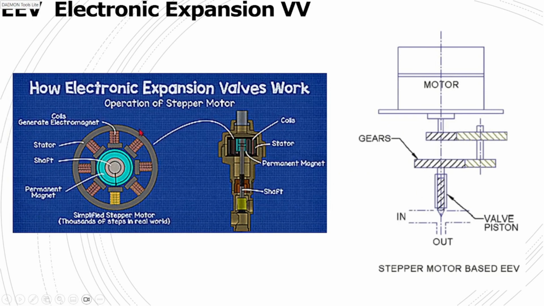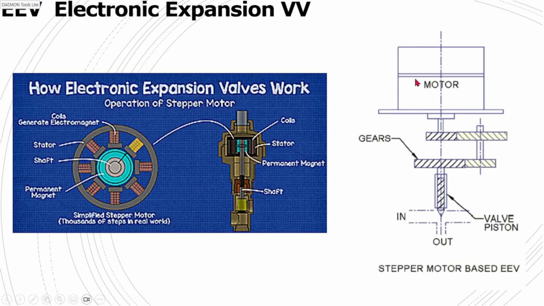And the last part of the expansion valve topic is the working principle of the electronic expansion valve. The electronic expansion valve does not have a sensing bulb, because it senses the temperature separately at the evaporator outlet, and this signal is processed by a microprocessor or PLC unit. From there, it calculates the required position of the expansion valve, and an electrical signal is given to the stepper motor arrangement.